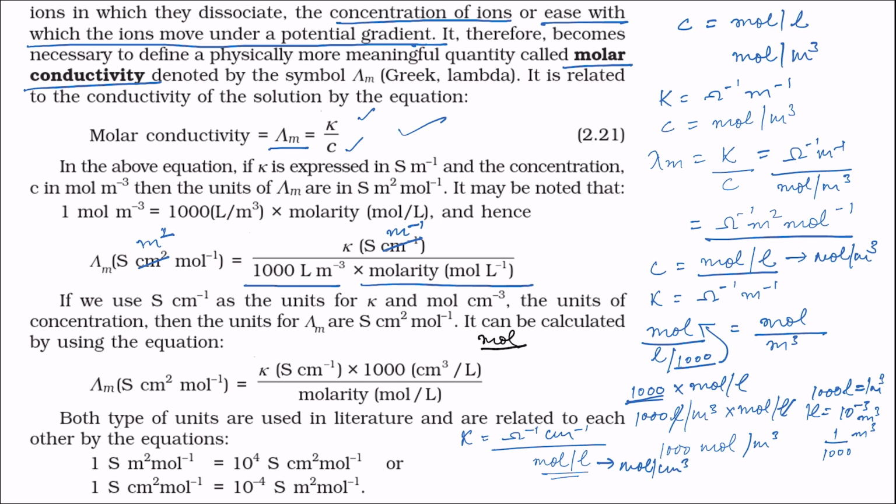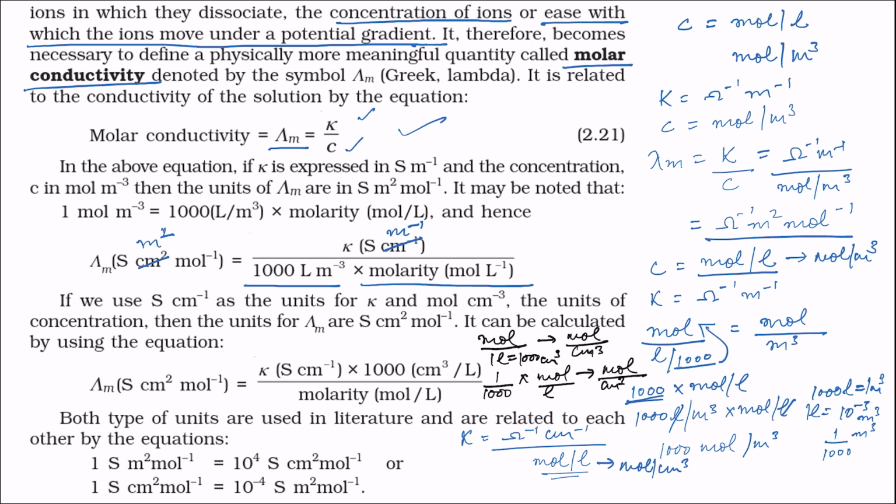Now mole per liter has to be converted into mole per centimeter cube. 1 liter is equal to 1000 centimeter cube. So mole per liter, liter is converted into centimeter cube. So it can be said that 1 by 1000 into mole per liter will give the concentration in mole per centimeter cube. So here actually mole per liter is getting divided by 1000. Mole per liter is divided by 1000, or molarity is divided by 1000.